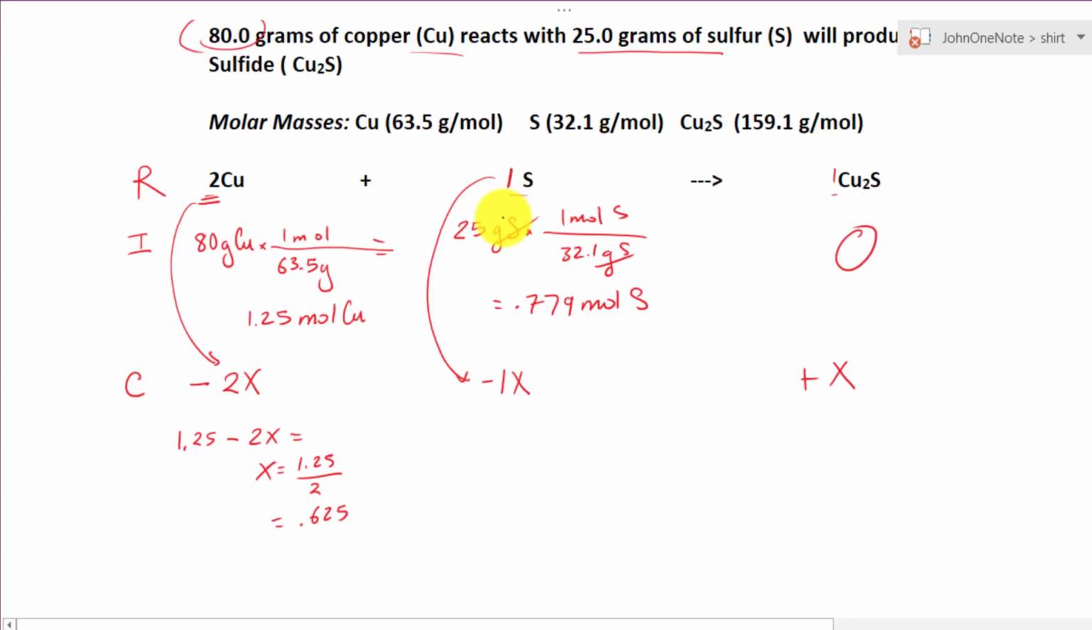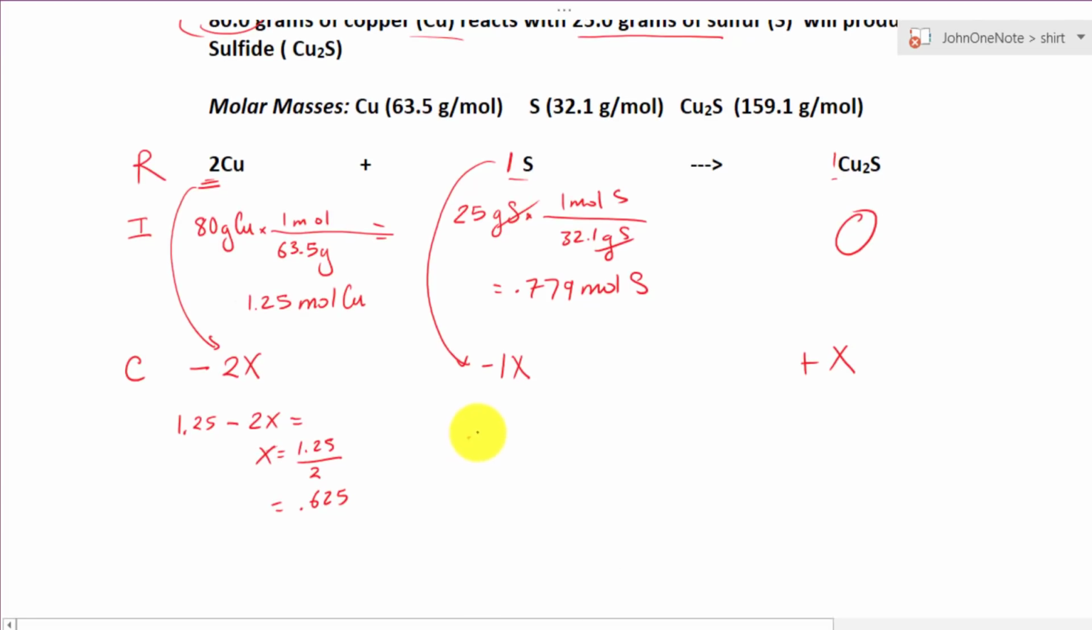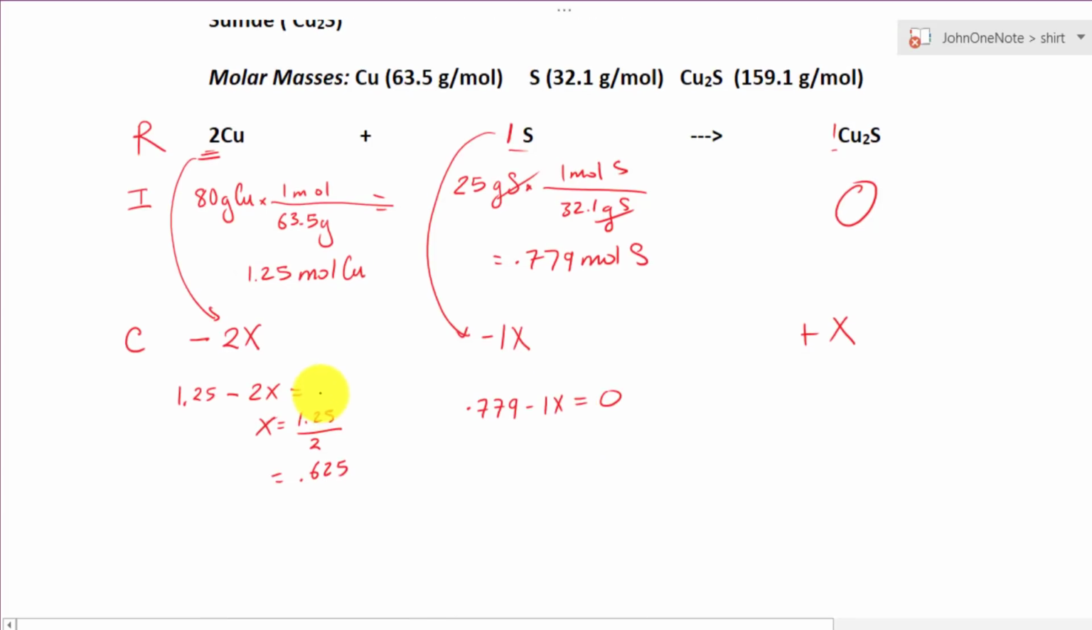But what about sulfur? Let's assume sulfur is a limiting reagent. That means it's going to be used up. So we take the initial 0.779 minus 1x equal to 0, because we use all of it. That's why we have 0 on this side as well. So now, what we have here is x is equal to 0.779.